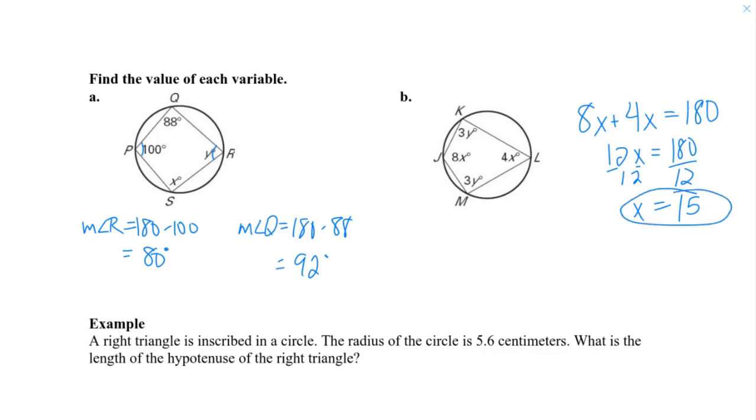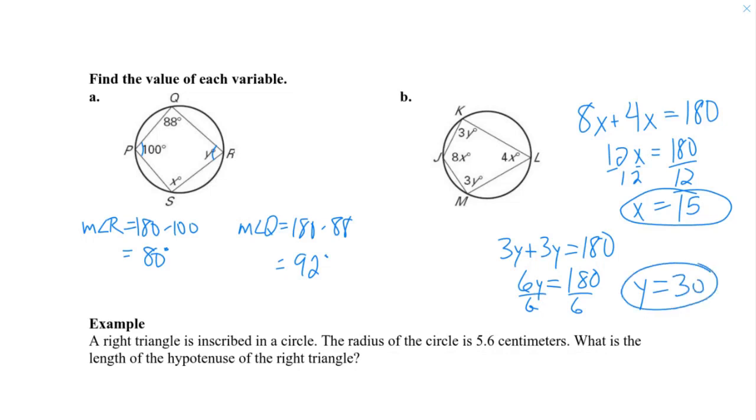We could certainly check to make sure that was correct by plugging them in and making sure that angle J and angle L were in fact supplementary. So that's a great way to check to make sure you did your algebra correctly. And then if I take a look, I know that 3y and 3y is going to have to total, again, 180, going to have to be supplementary. If we combine like terms and divide by that coefficient, we find out that y must be 30. Okay, so just using some of those properties in combination with some of our algebra skills to be able to find the measures of those angles.